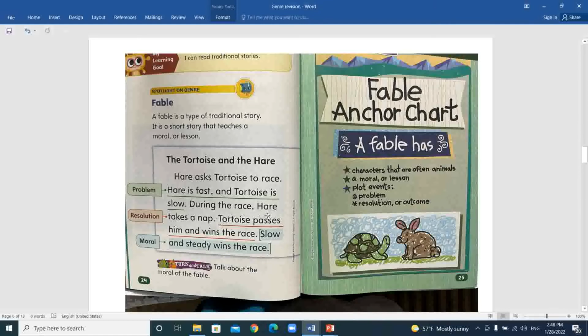Okay, during the race, the hare takes a nap. So he knows that he can take a nap and the tortoise will be all the way in the back because he's very slow. So while he's napping, the tortoise passes him and wins the race. So what is the moral of the lesson? Slow and steady wins the race. When you do something slow and in a steady way, you always succeed or you do something well.